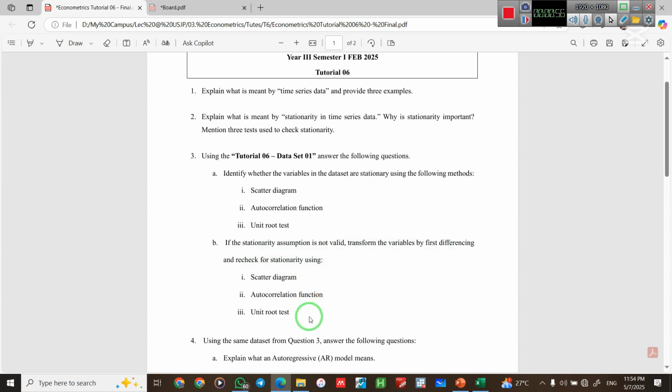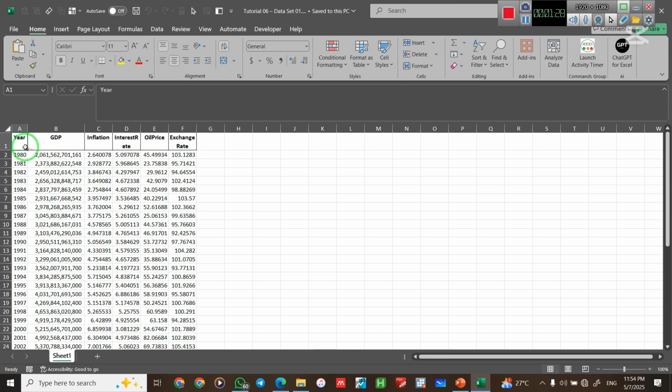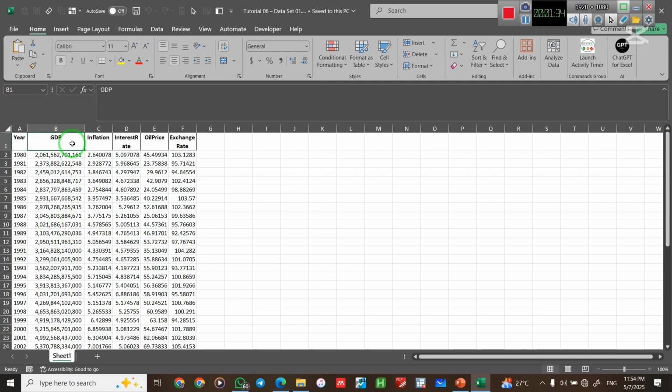So they ask, identify whether the variables are stationary at the level data by using these 3 methods. If the data are not stationary at the level data, try to identify whether those data become stationary at their first difference using all of these 3 methods, right? So if we move to your data set, this is your data set, tutorial 6 dataset 1. In this data set there are data from year 1980 to 2021, and there are variables like GDP, inflation, interest rate, oil price and exchange rate.